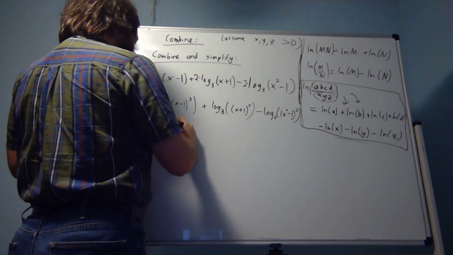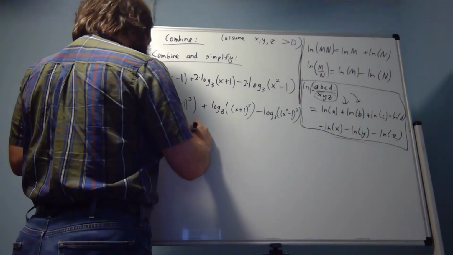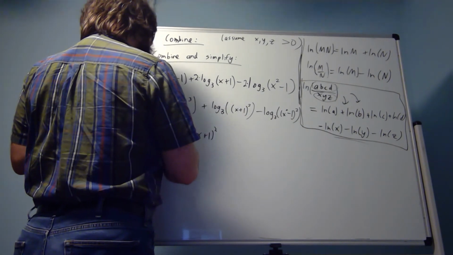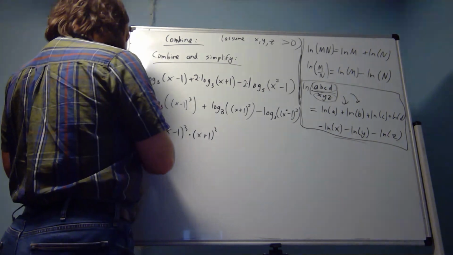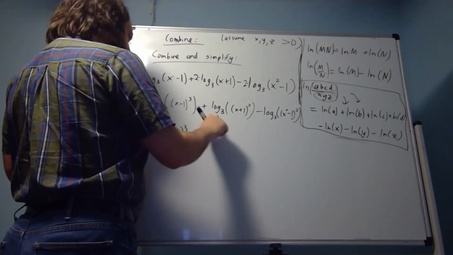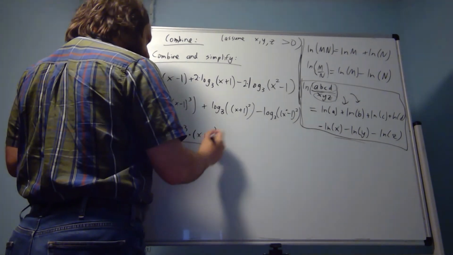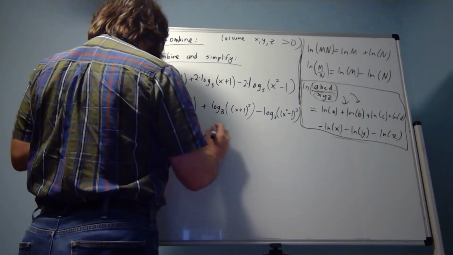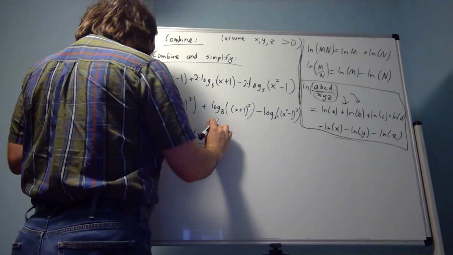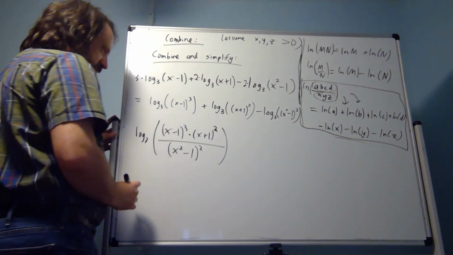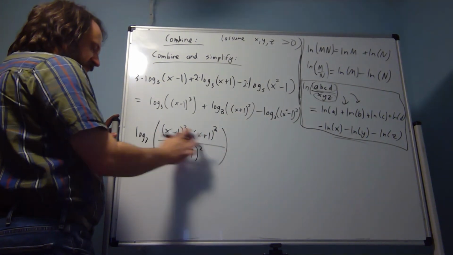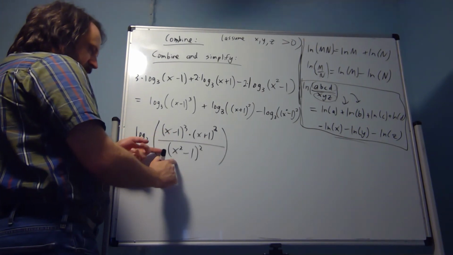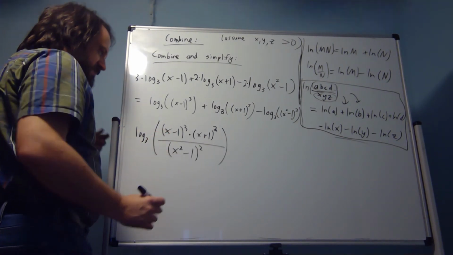So what do we have? We have x minus 1 cubed times x plus 1 squared. Everything has log base 3, so we add these two logs, so that's in the numerator. And then in the denominator, we have x squared minus 1 squared. We can mess with this just a little bit. If we had a single x plus 1 and an x minus 1, then that is equal to x squared minus 1.